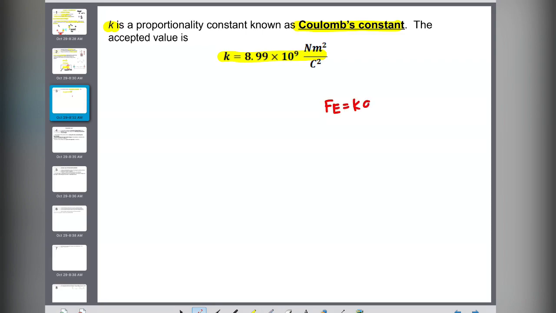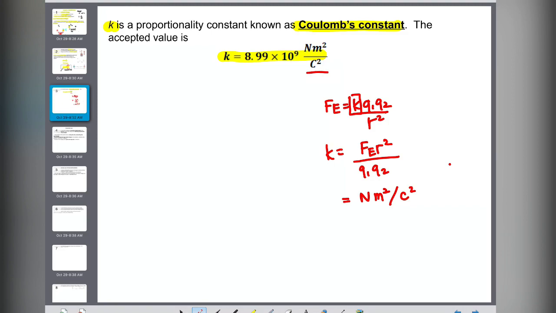So Fe is k Q1 Q2 over r squared. To rearrange for k, it's Fe r squared divided by Q1 Q2. I just rearranged the relationship. And since I know Fe is in newtons, r squared is in meters squared, and Q1 and Q2 give coulombs squared, that's where this unit came from. Okay?